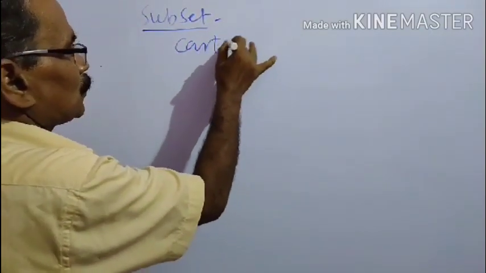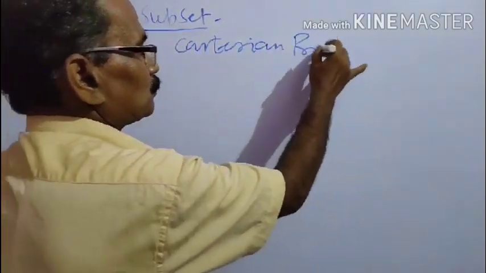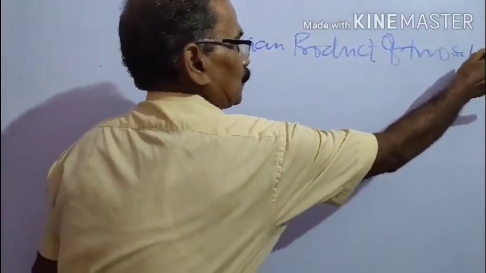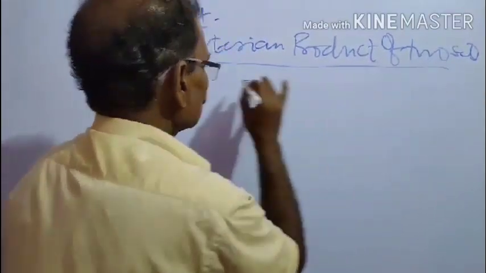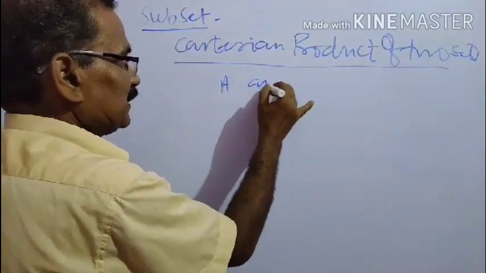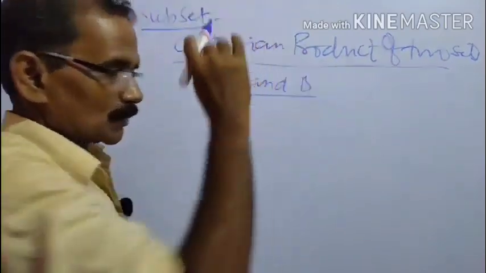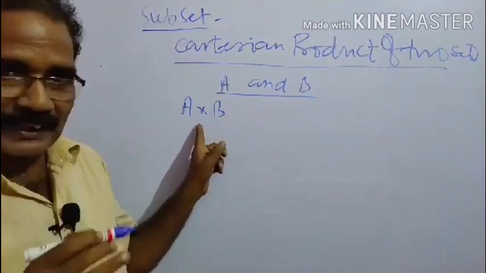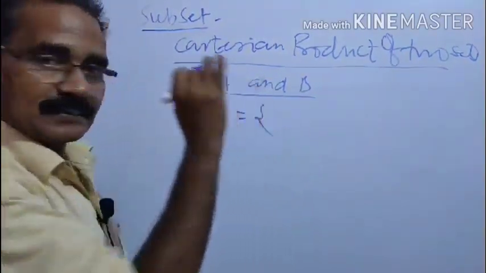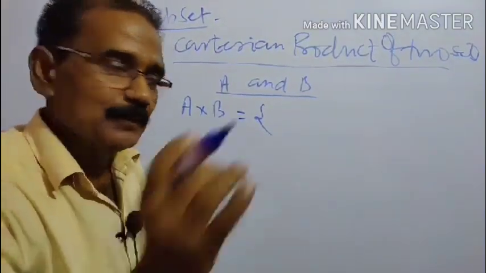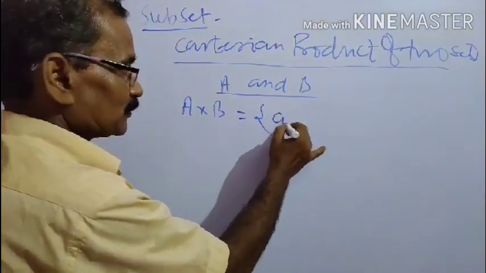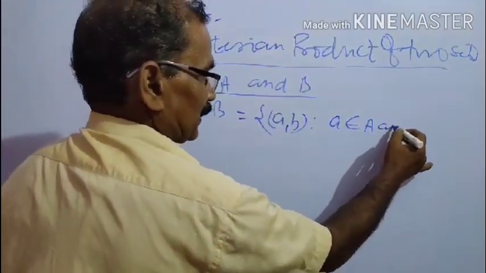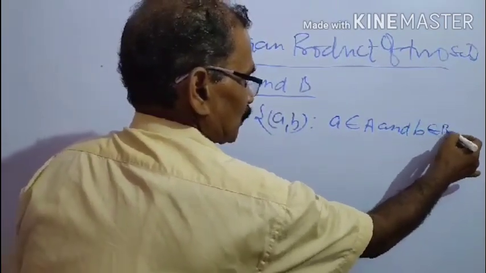Cartesian product of two sets. Suppose A and B are two sets. Then the Cartesian product of the sets, represented by this sign, is also a set whose each element is an ordered pair (a, b) such that a belongs to A and b belongs to B.